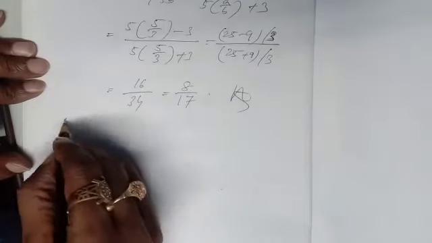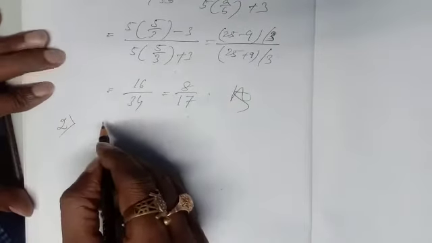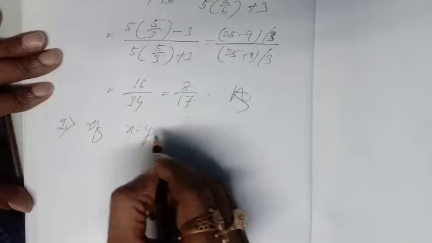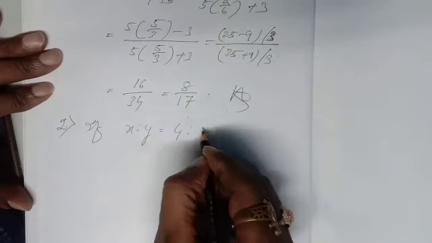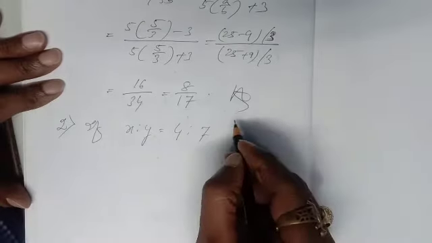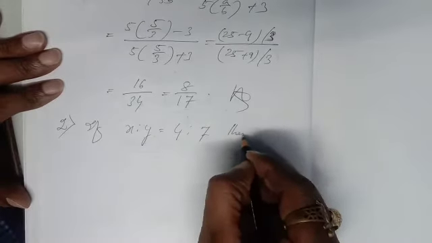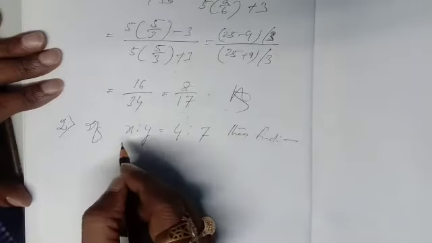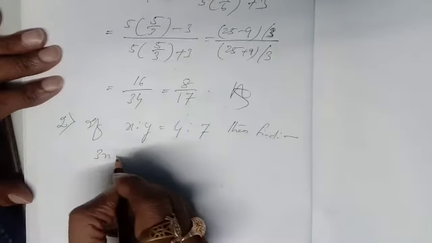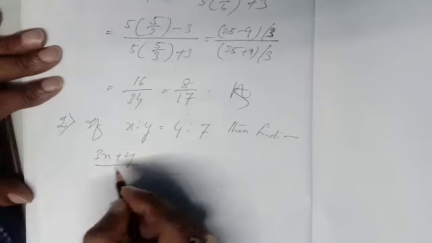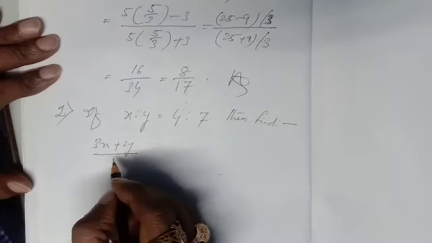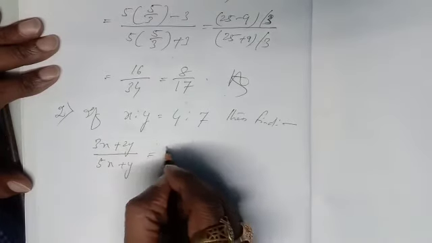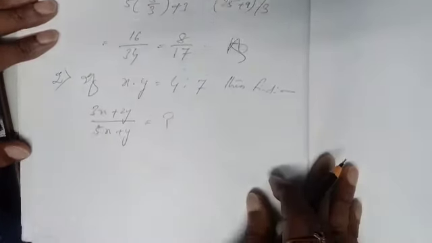Question number 2. See, if x is to y is equal to 4 is to 7, then find the value of 3x plus 2y by 5x plus y. This is the question you have to find out. Same process, you have to follow the process.